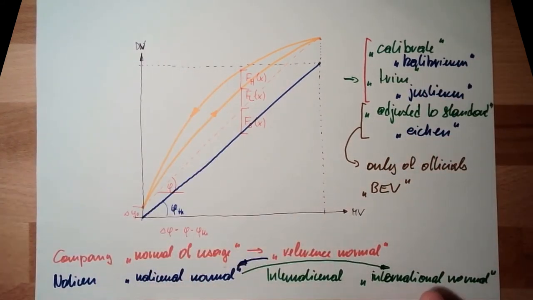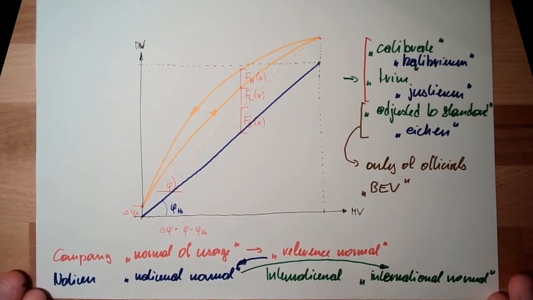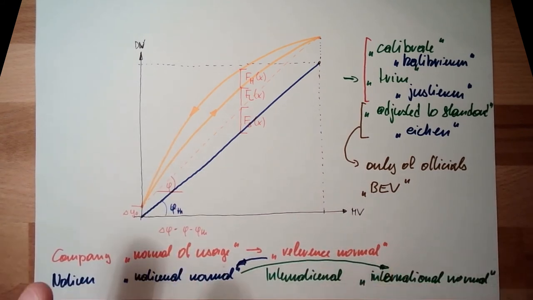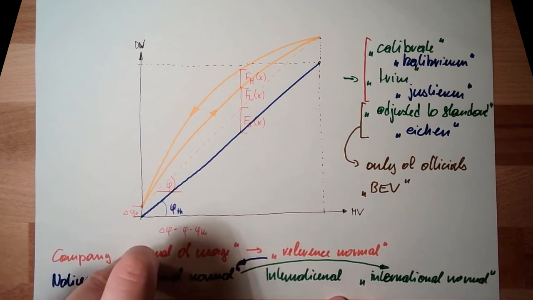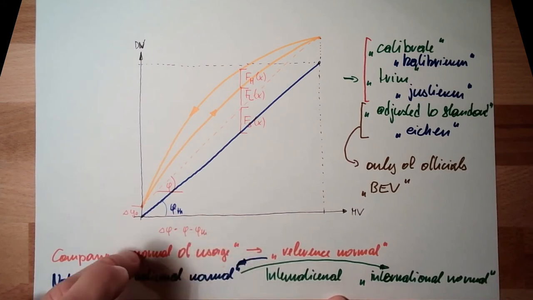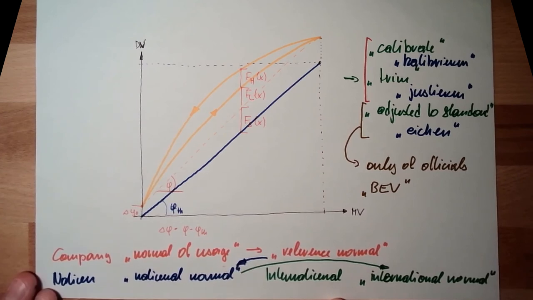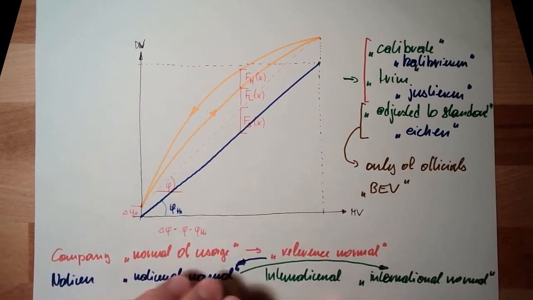This is what comes out of the SI. There's a video about this SI unit system. So every normal of use is checked against a higher level normal. There are certificates and protocols, and with them this normal of daily usage could be as accurate as the international normal. But the chain must be kept.